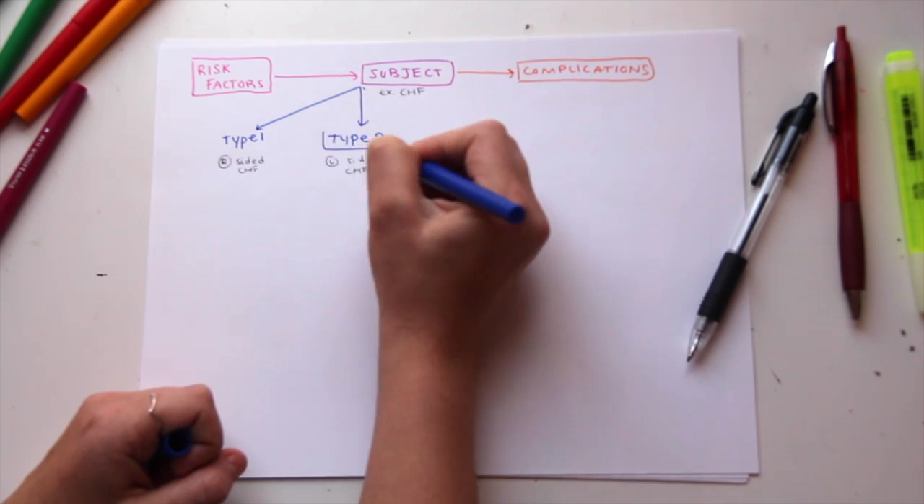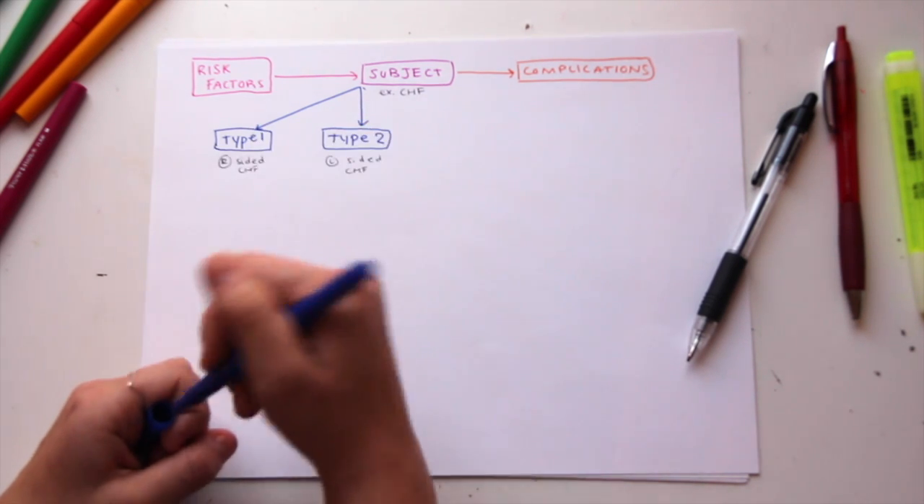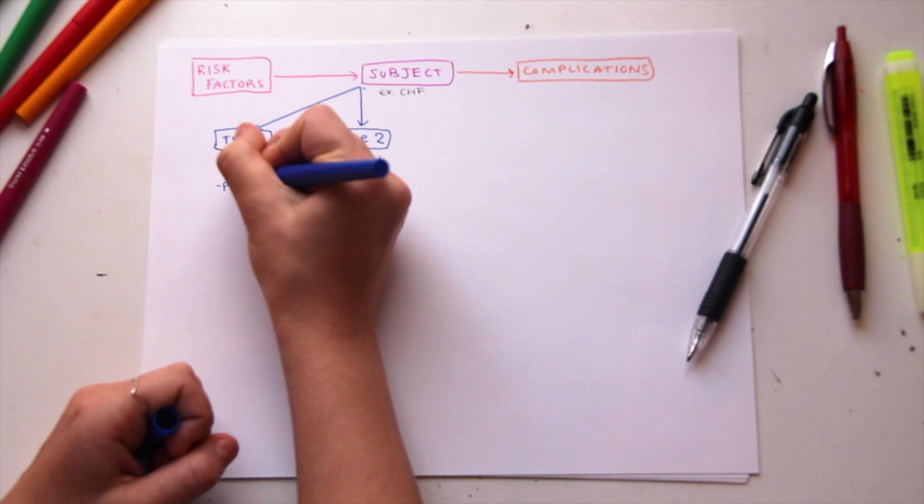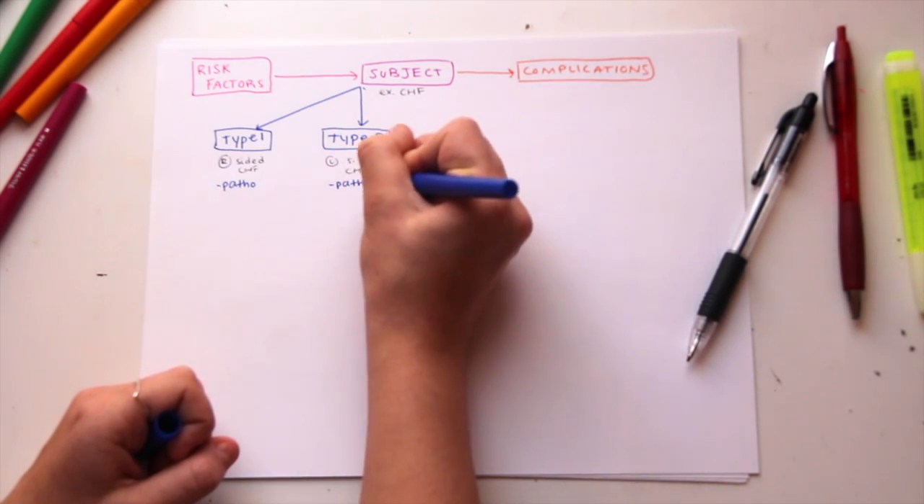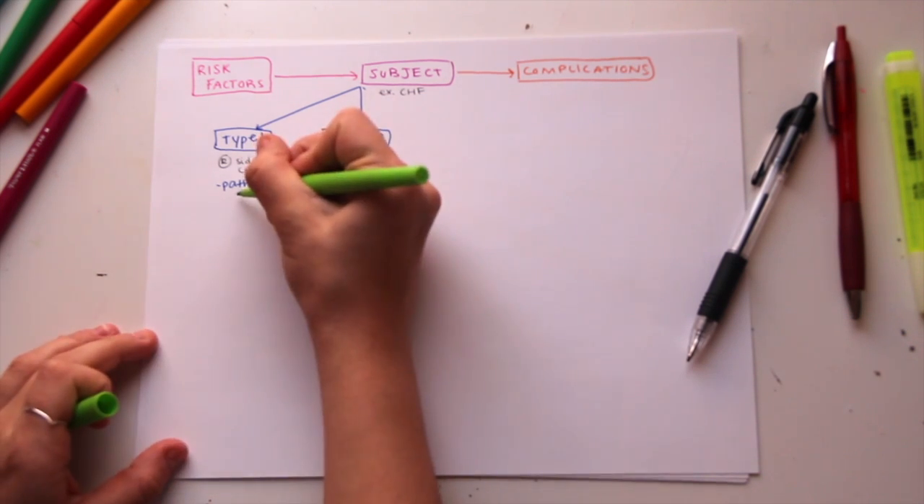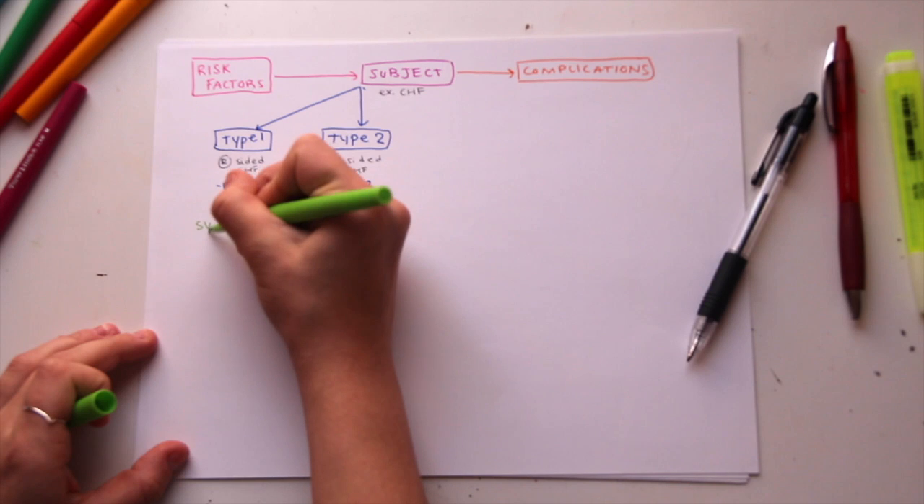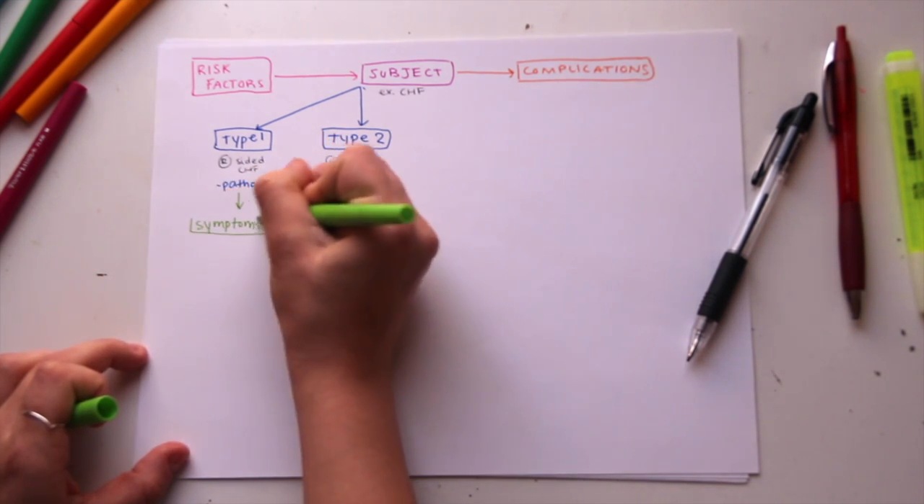And then under it, in the type box, I'll usually write out my patho, so I can understand both and understand the difference between the multiple types within the disease process. Next, I will write out my symptoms. That's obviously very important. So here we go, symptoms.